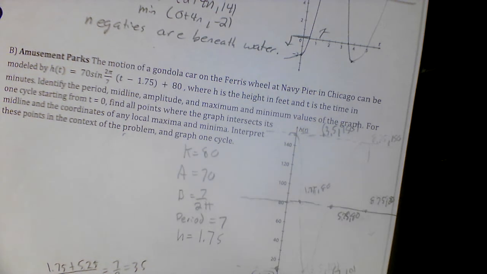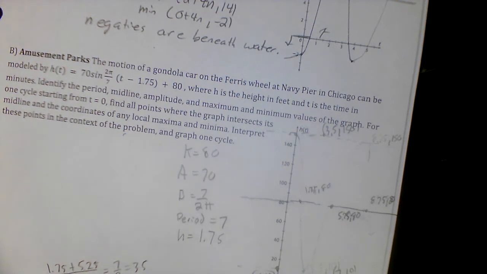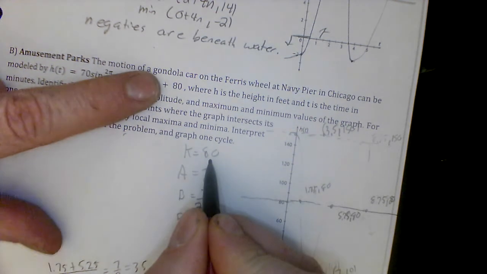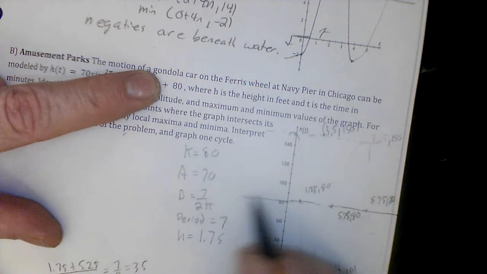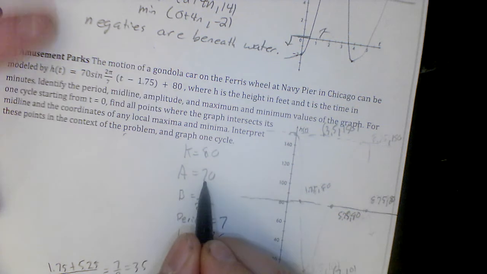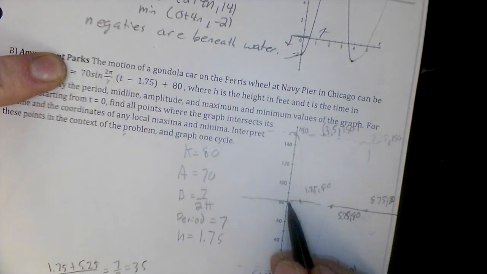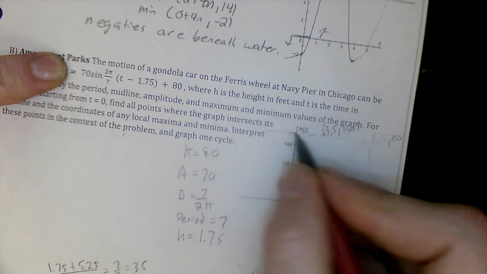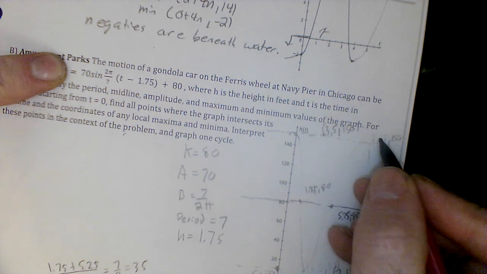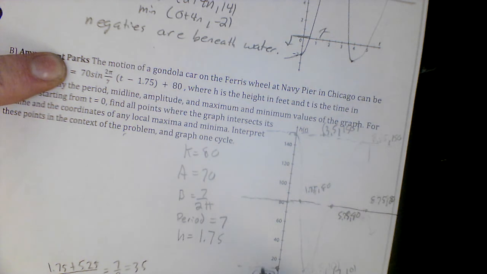Let's come down to this one. I did a little preemptive work on this. It didn't do the graph for us, so the hardest part is going to be doing the graph. So the K, right, is right there. It's 80. And then I drew my middle line. My A is 70, which meant up from 80 to 150, I drew another line. Right? And down from 80 to 10, I drew another line.